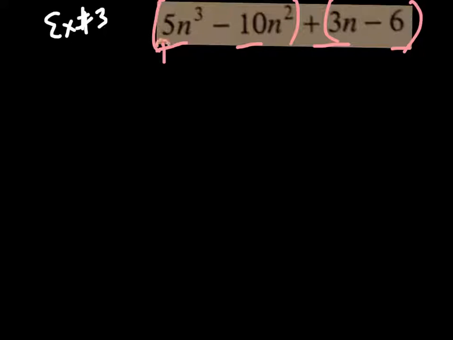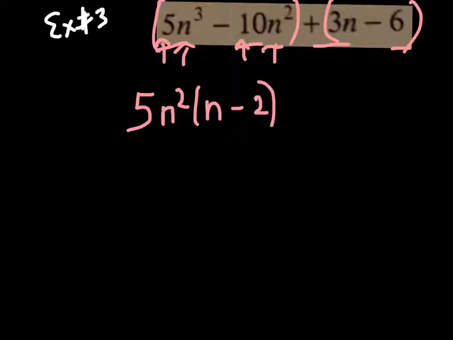I can pull out a 5 from 5 and 10, and then I can pull out 2 n's from n cubed and n squared. So I'm going to pull out a 5 and then 2 n's. I'm left with n minus 2, because pulling out a 5 from 10 leaves you with 2, and the 2 n's are pulled out. The second parentheses, I do a likewise thing, pull out something between 3 and 6, which is 3, and I'm left with n minus 2.